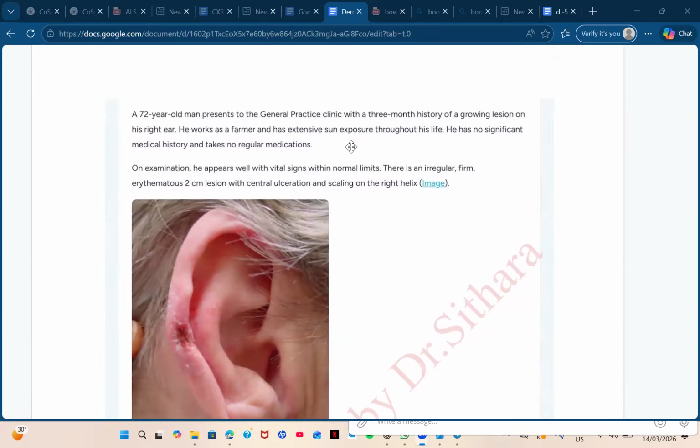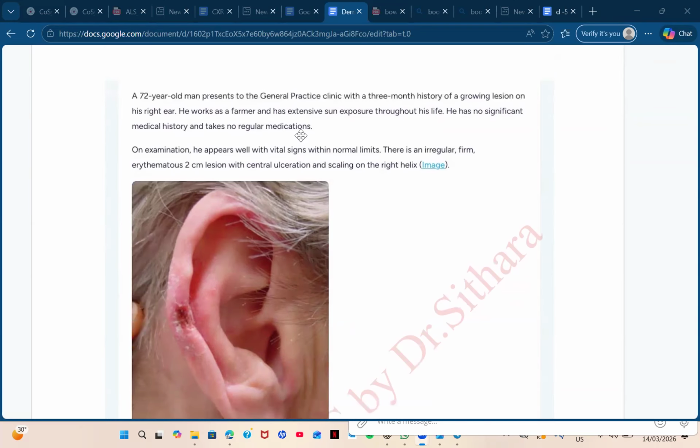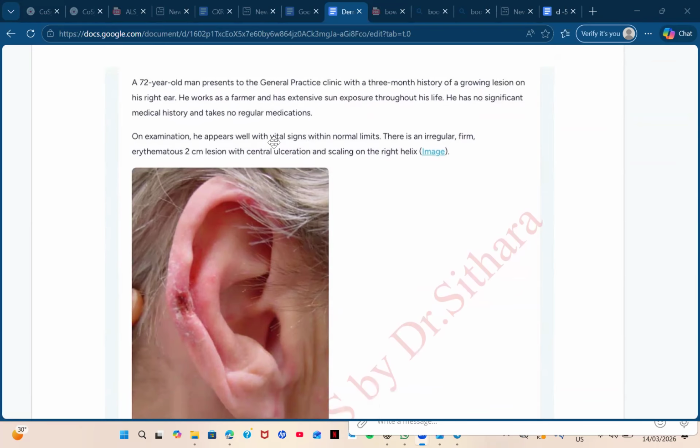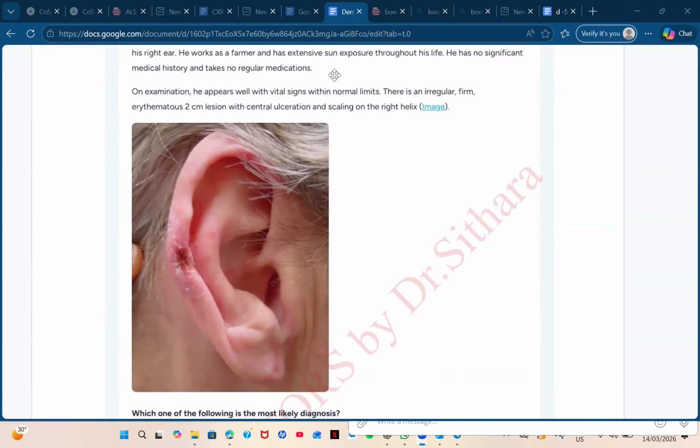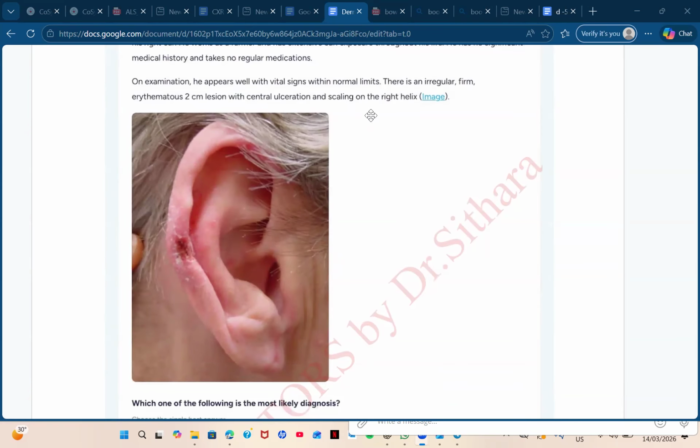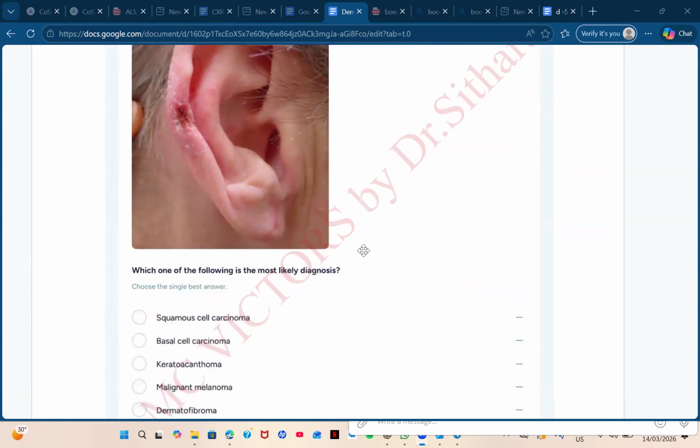A 72-year-old man presents to the GP clinic with a 3 month history of a growing lesion on his right ear. He works as a farmer and has had extensive sun exposure throughout his life, and he has no significant medical history and takes no regular medications. On examination, he appears well with vital signs within normal limits, and there is an irregular, firm, erythematous 2 centimeter lesion with central ulceration and scaling on the right helix. Here you can see. They are asking which one of the following is the most likely diagnosis. Tell me.